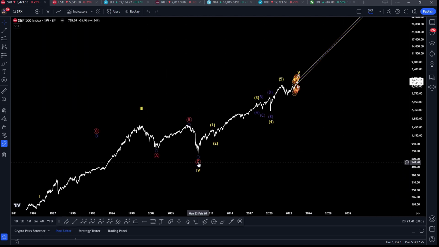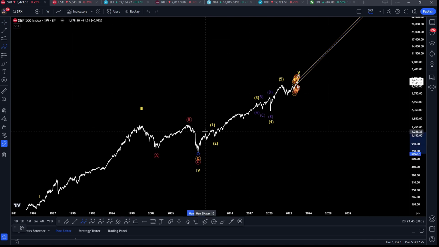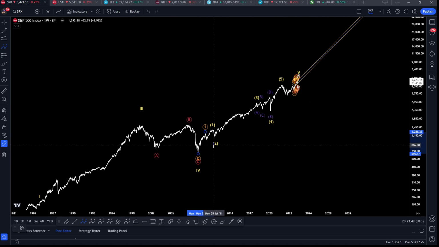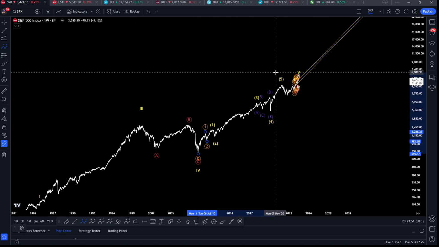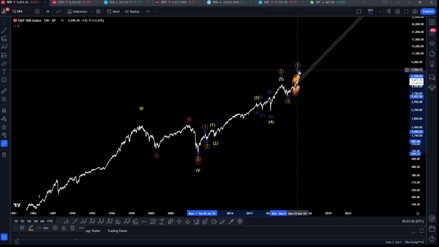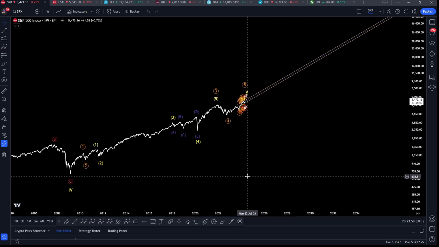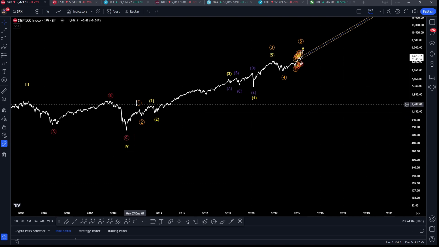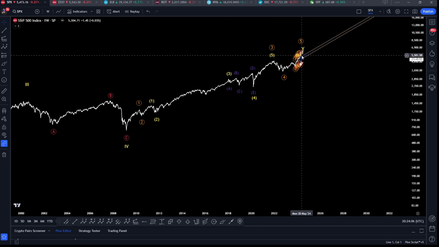Yeah, because here's my other degree. I'm missing them. It's supposed to be here, in primary degree, same degree as this correction. 1, 2, 3, 4, 5, like that. There we go. From the 2009 low, 5 waves up to a very probable completed top.